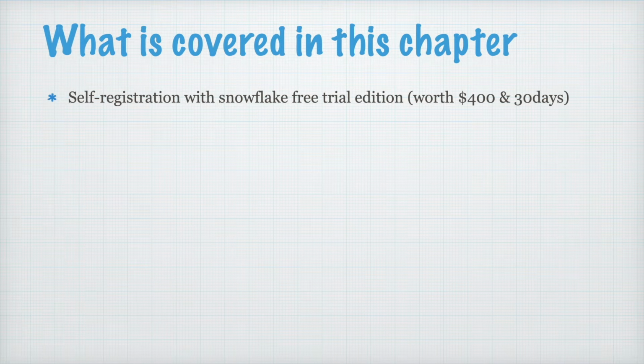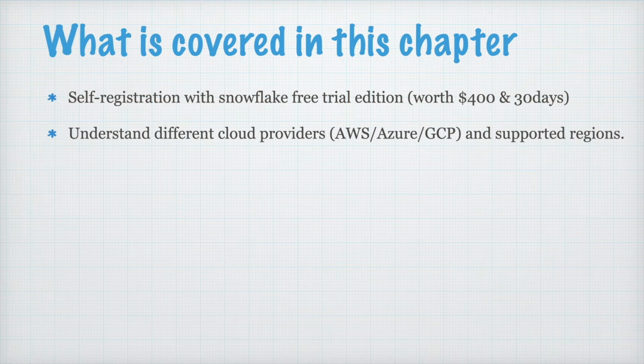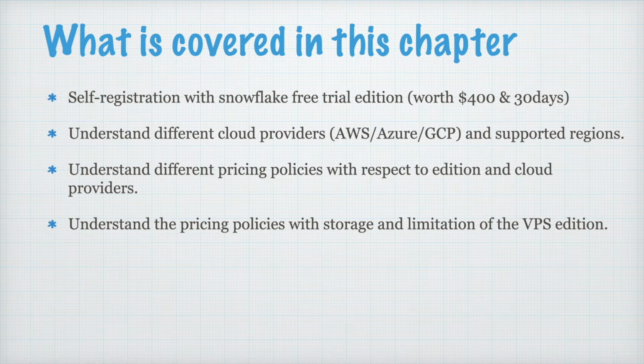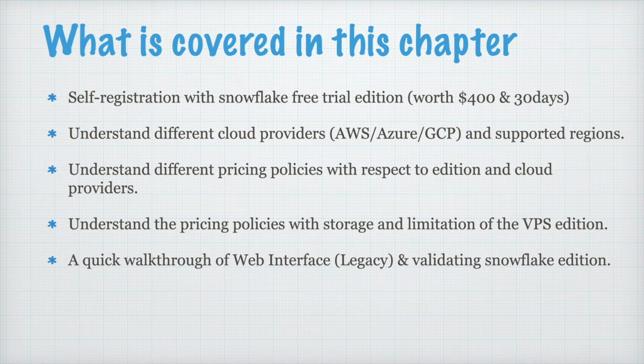So what is covered in this chapter? Self-registration with Snowflake Free Trial Edition worth $400 or 30 days. Understand different cloud providers like AWS, Azure or GCP selection and supported region within these cloud providers. Understand different pricing policies with respect to edition and the cloud providers. Understand the pricing policies with storage and the limitation of VPS edition, which is called Virtual Private Snowflake. A quick walkthrough of web interface, which is also called the legacy web interface, and validating the Snowflake edition for which you have done the registration.